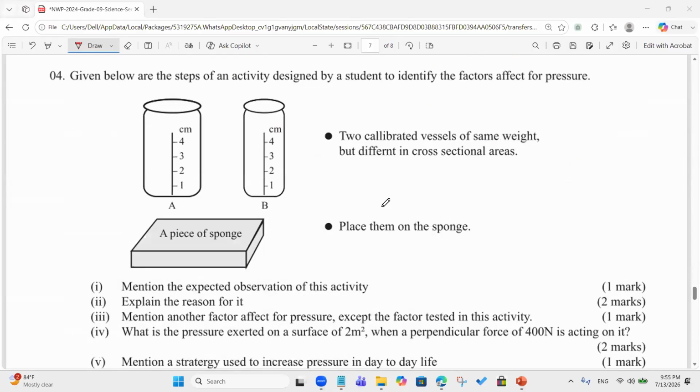Given below are steps of an activity designed by students to identify the factors affecting pressure. You can see there are 2 bottles of different sizes, 2 calibrated vessels of the same weight but different cross-sectional areas. Place them on the sponge. You are given a sponge as well. Then mention the expected observation of this activity. What do you expect? Which bottle will compress more, or reduce the height of the sponge?